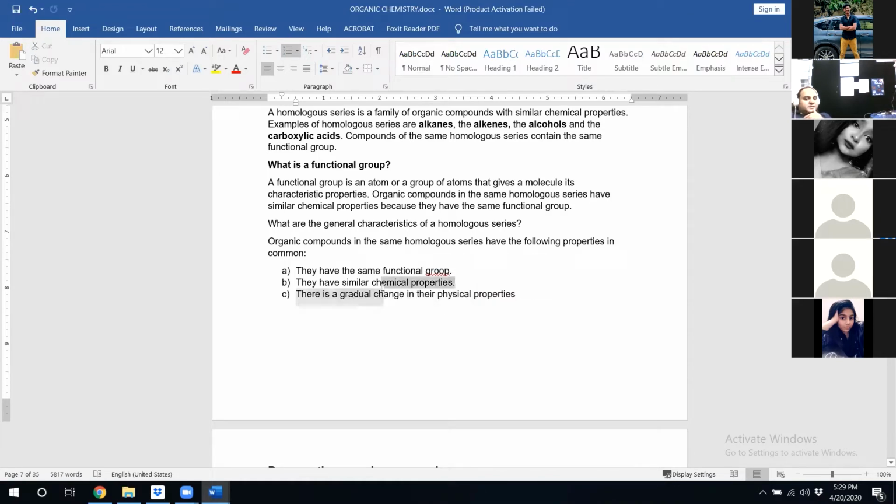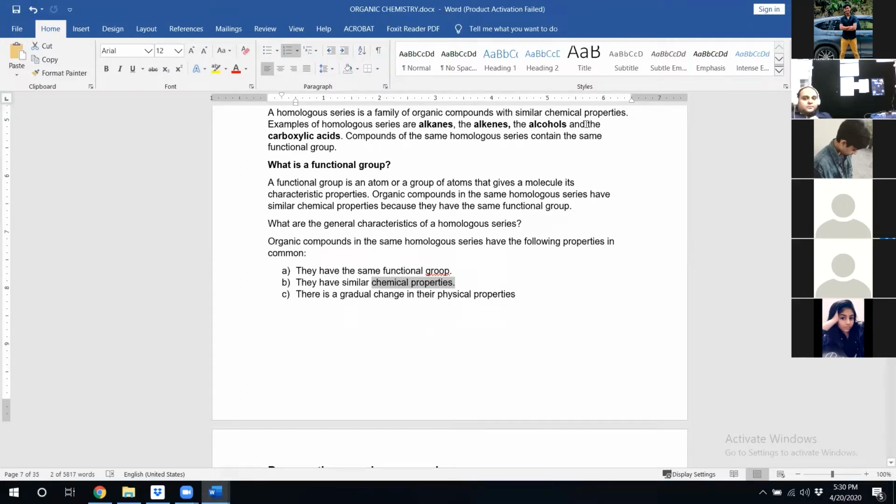The chemical properties. Chemical properties is the way they react. Alkanes have different ways of reacting. Alkenes have different ways of reacting. But alkanes cannot react like alkenes. It can never happen. Everybody has their different identity, or they have different ways of reacting with other substances.